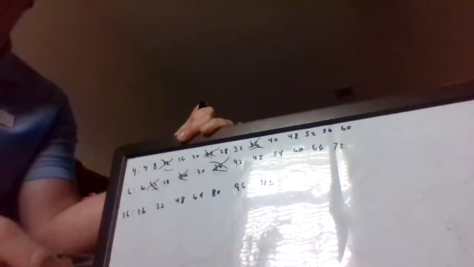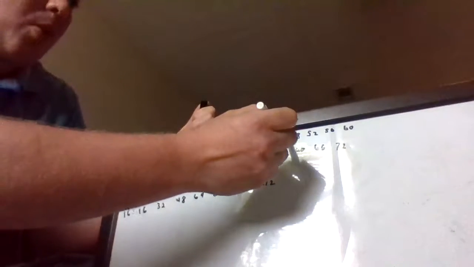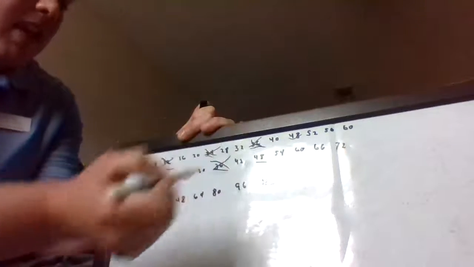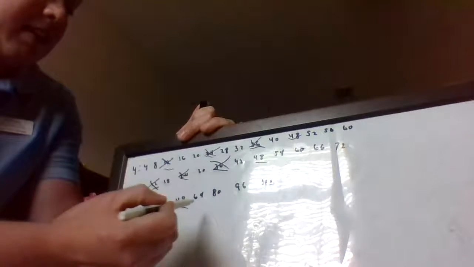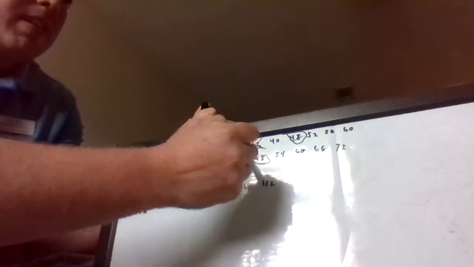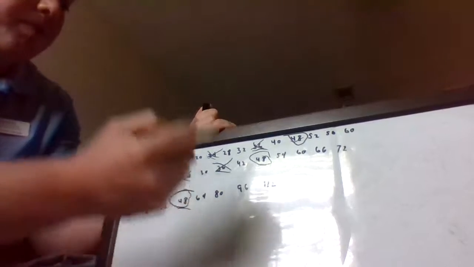But I have a feeling that we're fixing to get to it. So as you can see, 4 has 48, 6 has 48, and 16 has 48. So they all 3 have 48 in common. So that means 48 is our least common multiple. Now, how would we put that in our sentence to answer the question?